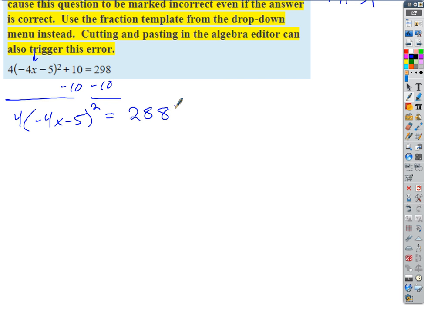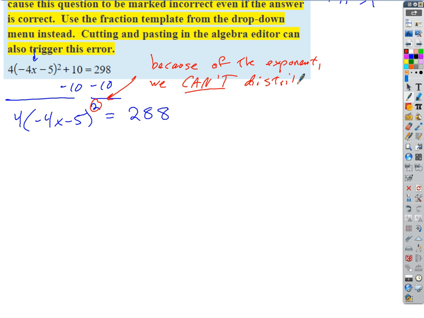Okay, so now one other issue. We've talked about this a bunch, but I really want to hammer this home. Can we distribute the 4? No, we cannot. And how come? What's the red flag here that tells us right away we can't distribute the 4? The square. Good. Okay, so because of the exponent, we can't distribute the 4, right? Not an option.